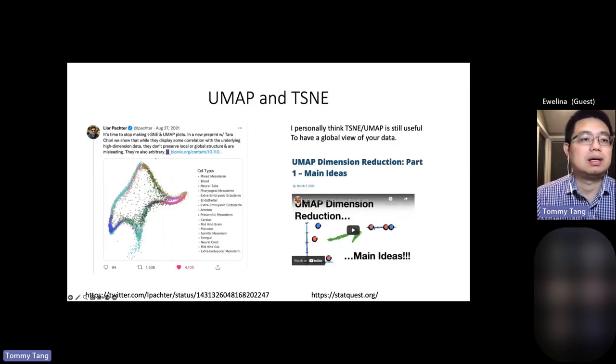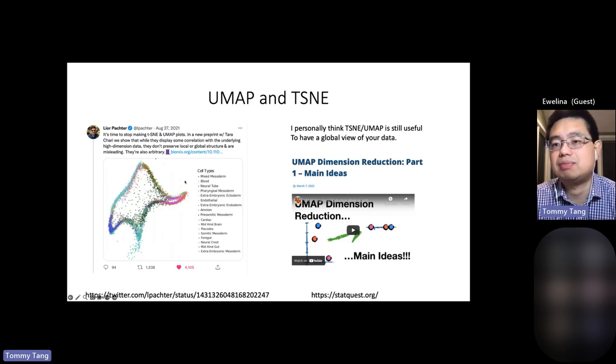So in this tweet, Leo Baxter, professor, argued that t-SNE or UMAP are useless, as his group showed that you can actually generate a UMAP that looks like any animal, like in this case, an elephant. However, I do think t-SNE and UMAP give a way to visualize your single cell data. Just be careful when you interpret the data.